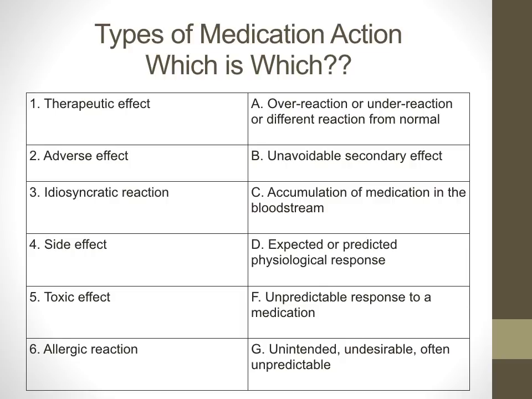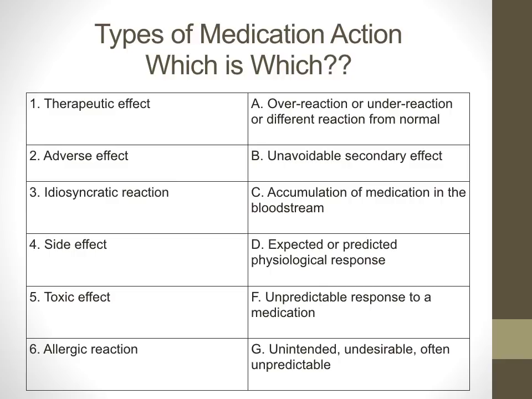Number 4, side effect. The correct answer is B, unavoidable secondary effect. Number 5, toxic effect. The correct answer would be C, accumulation of medication in the bloodstream. Later on in this presentation, we'll learn about how medications are cleared from the body. If medications are not properly cleared from the body, they start to build up, and this can actually create a toxic effect where there's too much medication in the bloodstream.